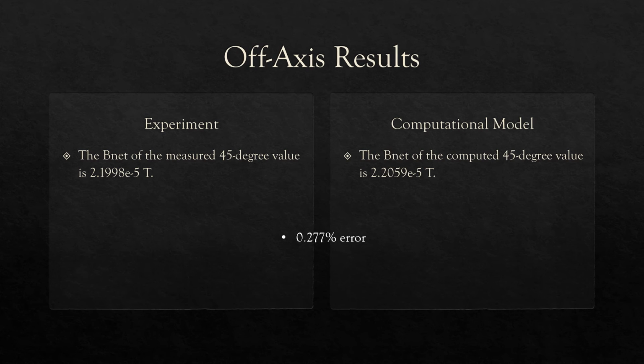This is the off-axis results. I found the B net of the measured 45-degree value to be 2.1998 times 10 to the negative 5 teslas, and I found the B net of the computed 45-degree value to be 2.2059 times 10 to the negative 5 teslas with a 0.277% error.